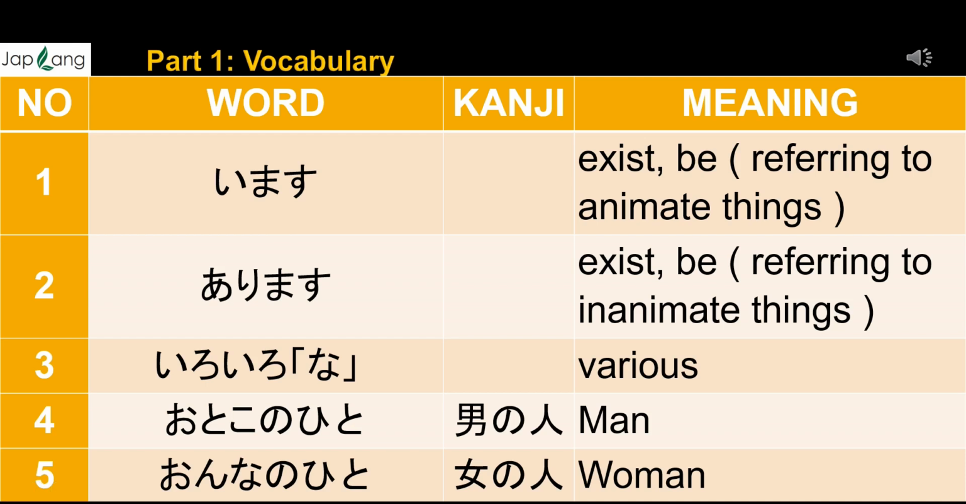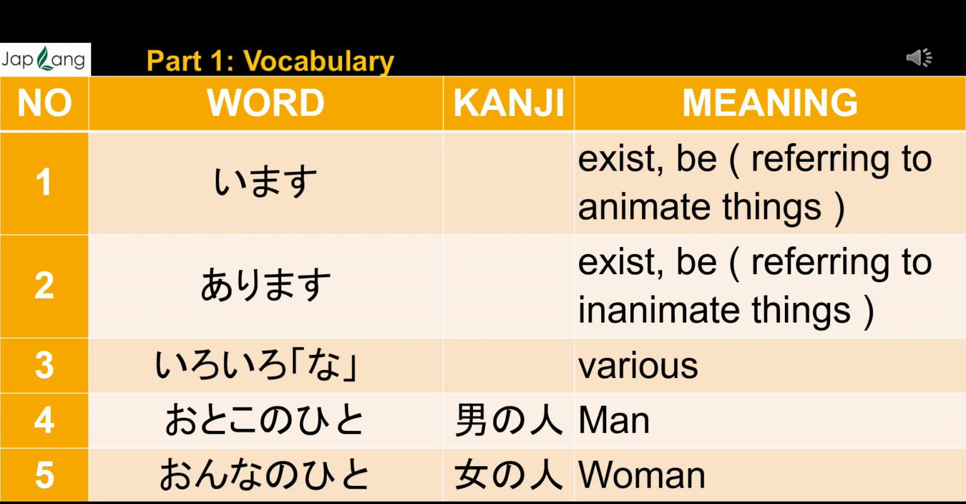You can see here that's imasu. Imasu is to exist, something. We refer to animate things, that is, living things. Arimasu we use for non-living things, that also means exist or be. Iro irona is various. Otoko no hito is man. Onna no hito is woman. Imasu, for example, we can say otoko no hito ga imasu.